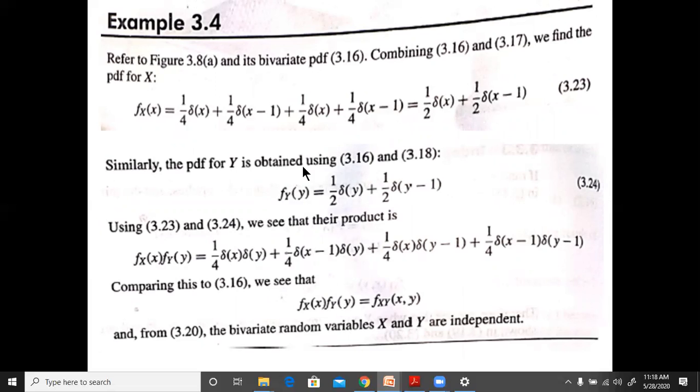Similarly, the PDF for y can also be obtained by substituting 3.16 into 3.18, and you will get f_Y(y). Again, that will be half of delta(y) plus half of delta(y minus 1). If you take the product of these two, that's what we have done here. We'll get this, and again we see that it is equal to f_XY(x, y). And because we satisfy this equation, we say that x and y are independent of each other.